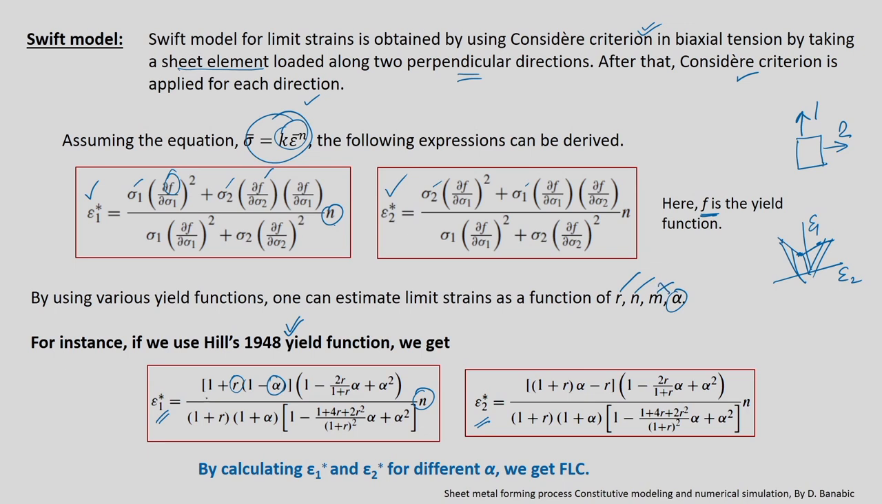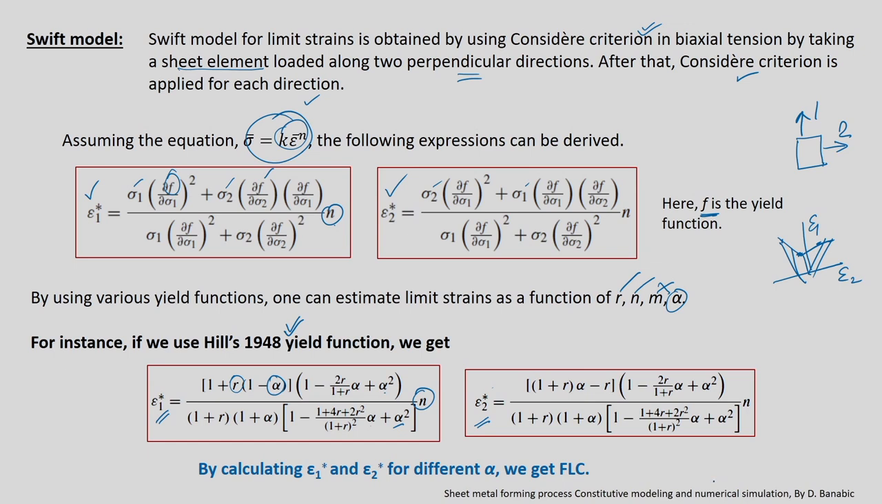So this is a simple expression: 1 plus R into 1 minus alpha into 1 minus 2R by 1 plus R into alpha plus alpha square, divided by 1 plus R into 1 plus alpha into 1 minus 1 plus 4R plus 2R square divided by 1 plus R square alpha plus alpha square, into n. Similarly, epsilon 2 star can be estimated from this equation.